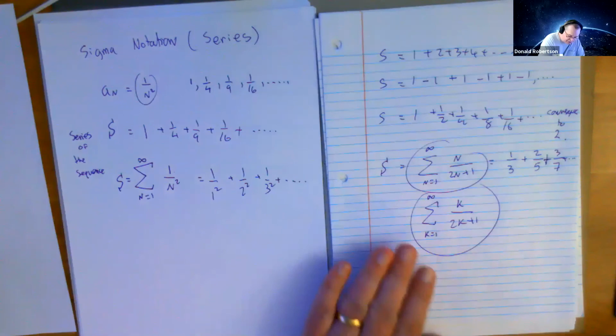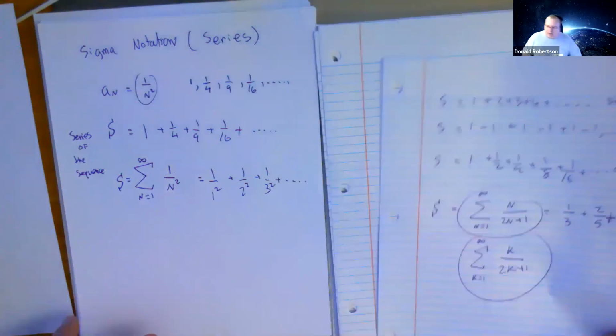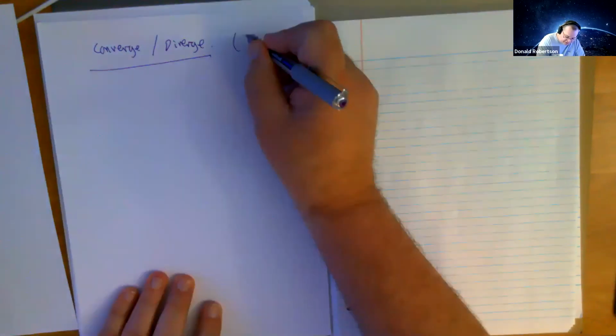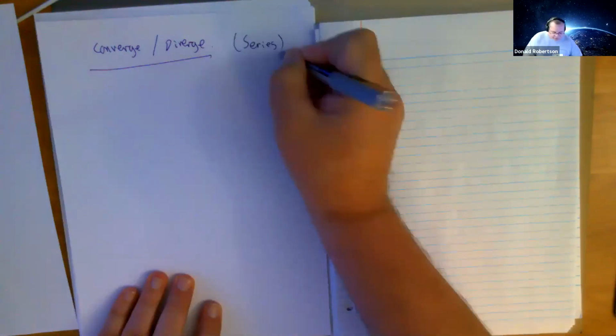Diverge. You gotta be one or the other. You definitely can't be both at the same time. So how do we check if a series converges or diverges? Well, let's give you an example of one.